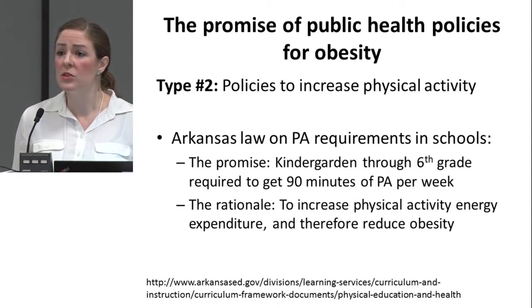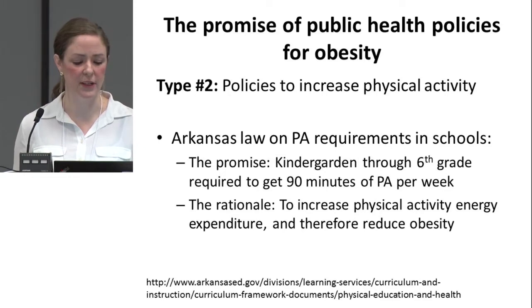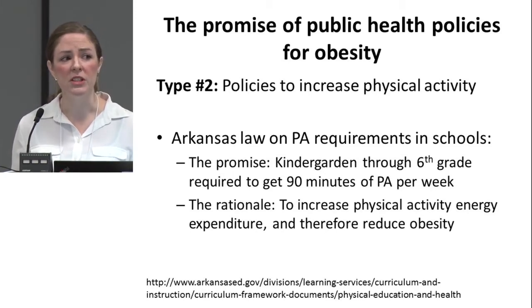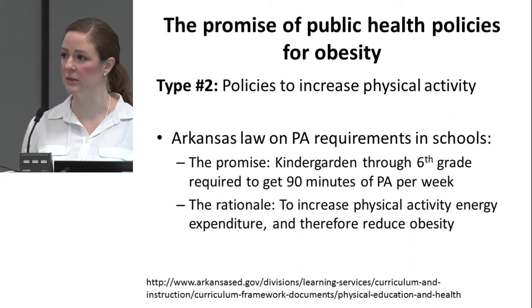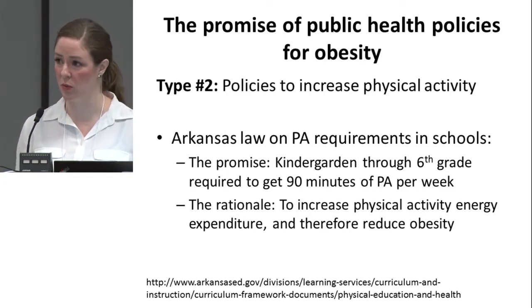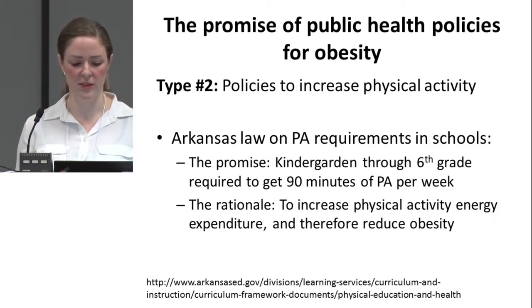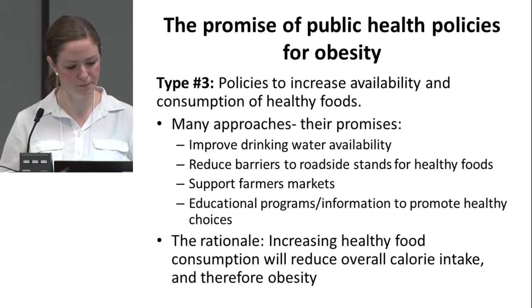The other type of policies usually focus on increasing energy expenditure through the most manipulatable source of energy expenditure, which would be physical activity. So for example, in Arkansas, just in 2016, a new law has been enacted to enforce very specific amounts of moderate to vigorous physical activity that have to occur in the school physical activity setting. For example, in kindergarten through 6th grade, they're required now to get 90 minutes of physical activity per week. So of course, theoretically, that would increase physical activity and energy expenditure, therefore reduce body weight and obesity.